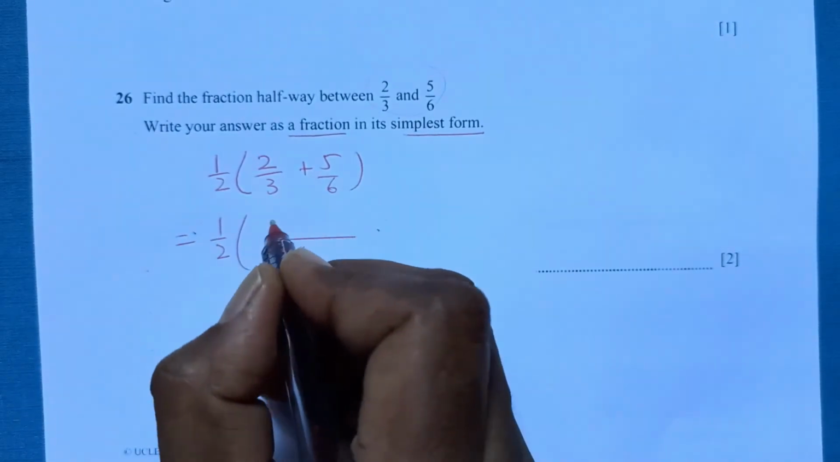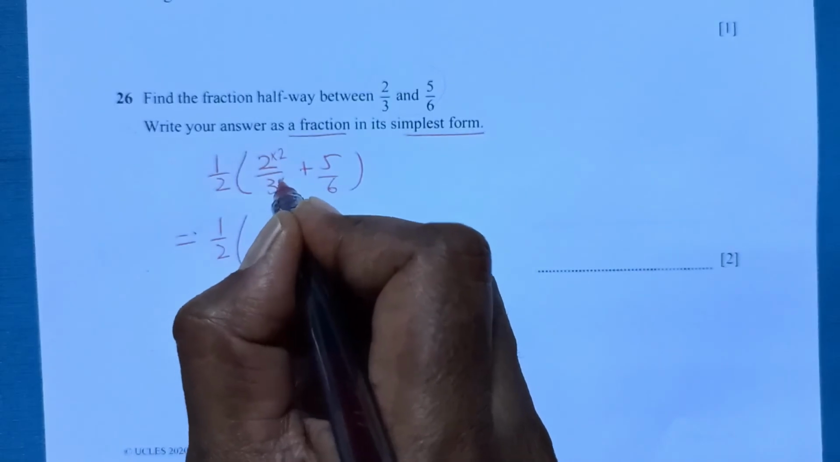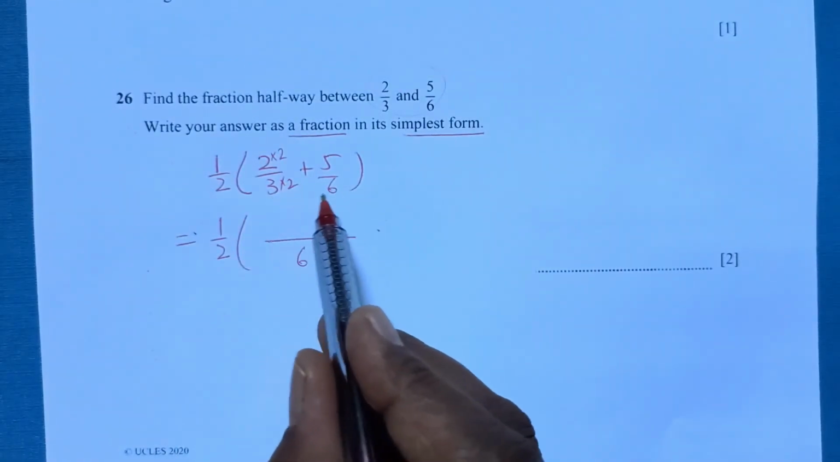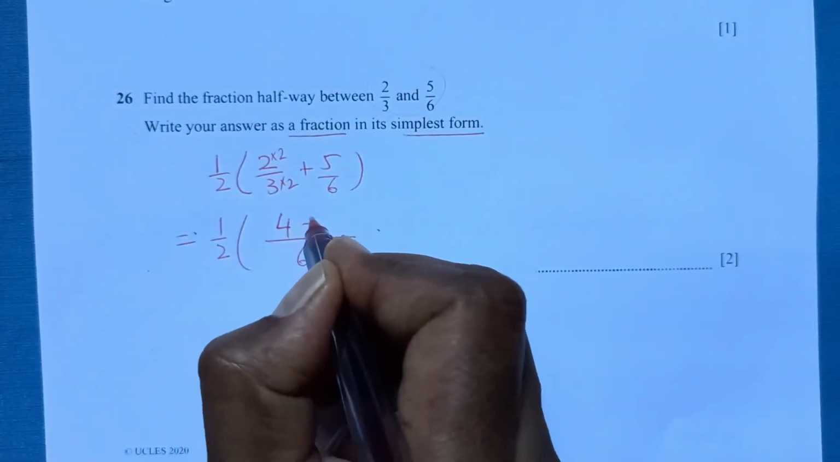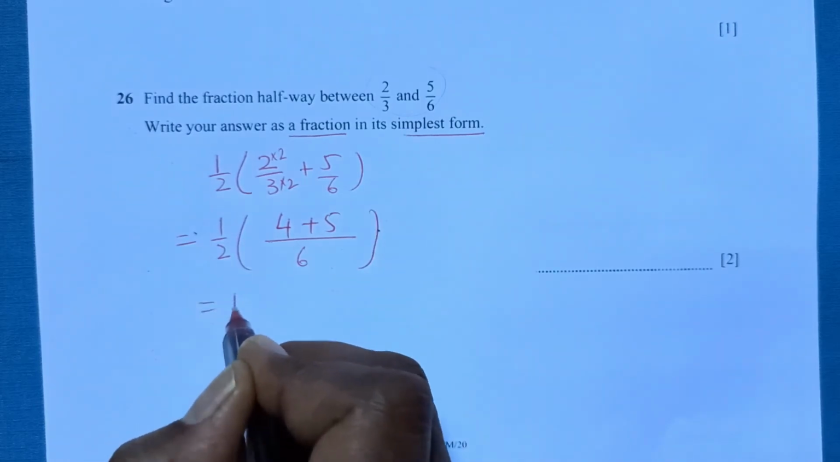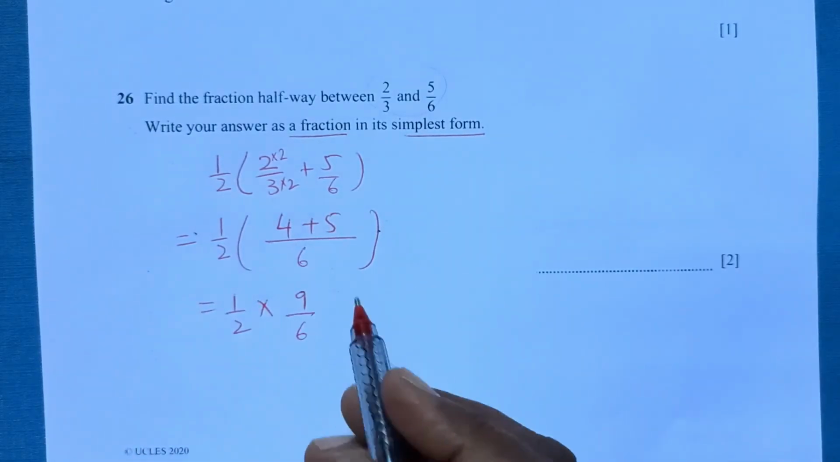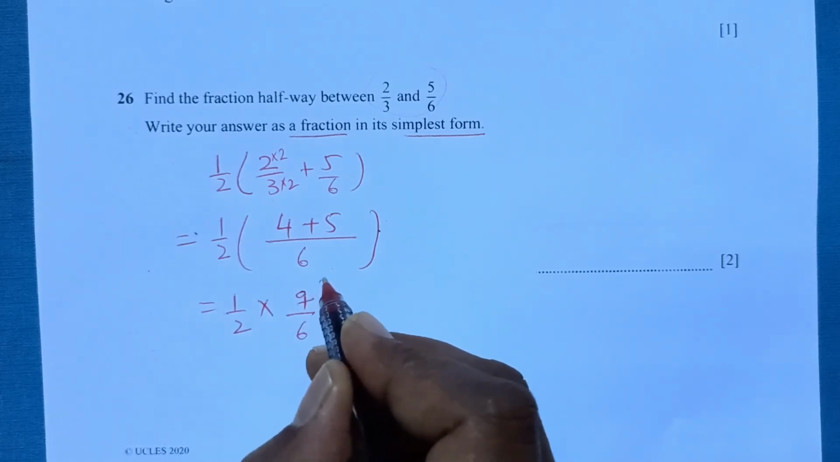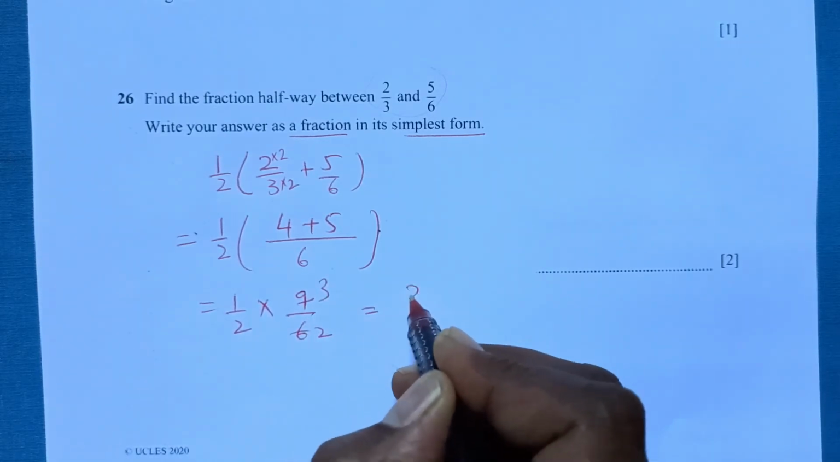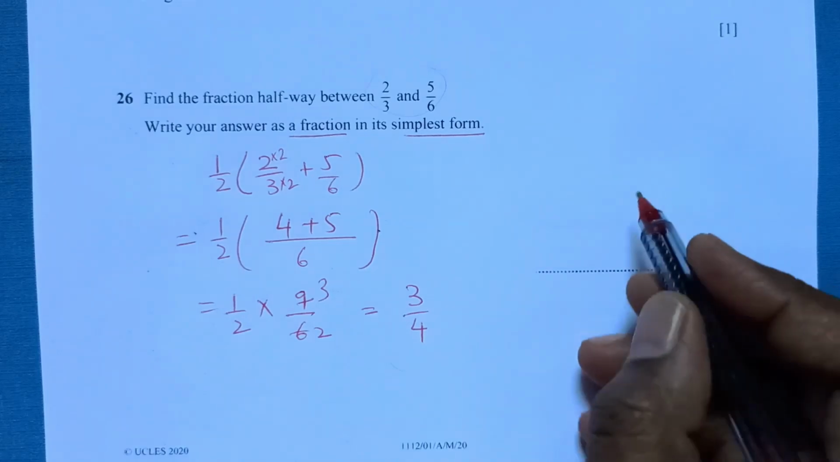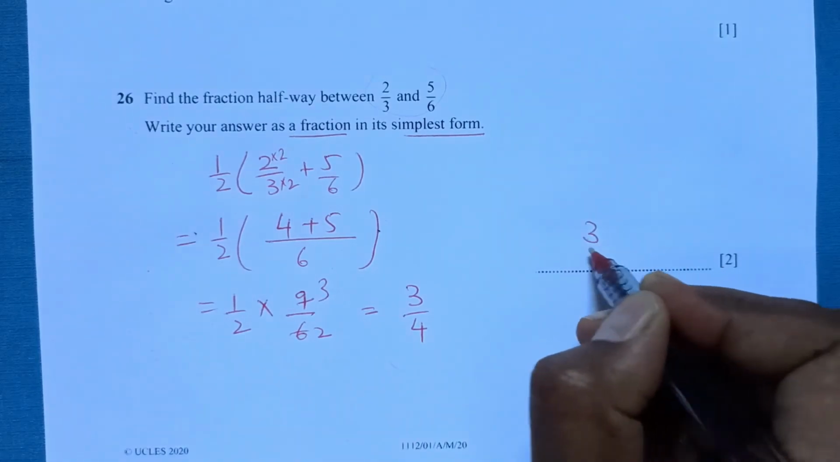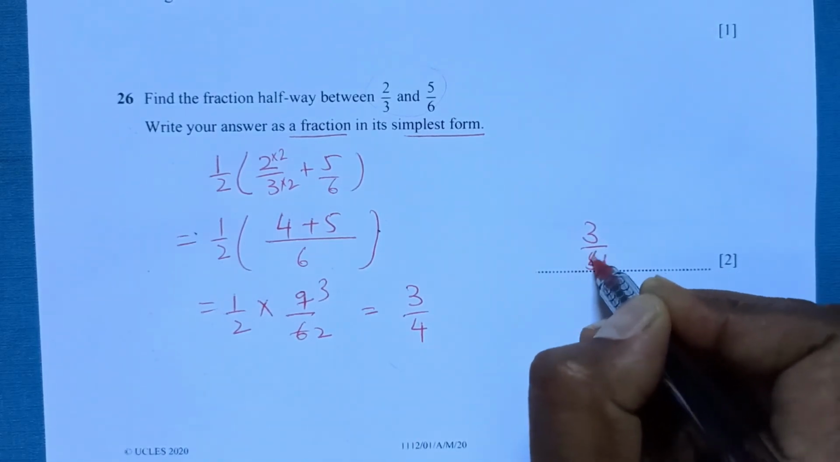LCM is 6. So times 2 here, times 2. So this denominator is 6 now. So half times 4 plus 5 is 9 over 6. So simplify. 3 times 3, 3 times 2. So we have 3 over 4. So our final answer will be 3 over 4.